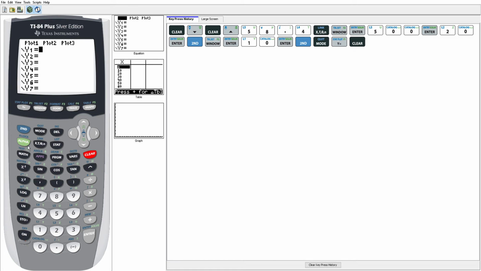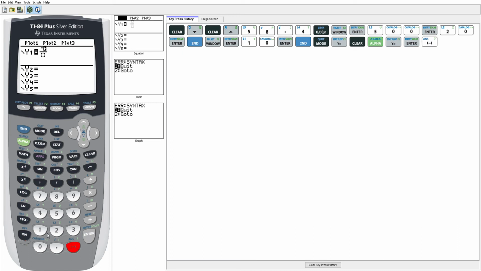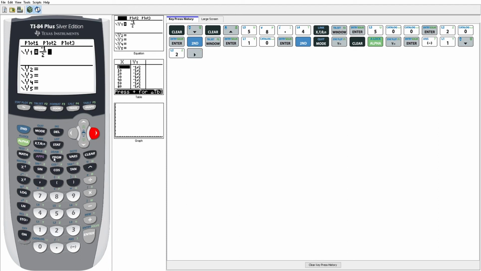Most of these calculators have a really neat built-in fraction function. It's under alpha y equals. That gives us my fraction menu bar. So now I can enter negative 1 over 2. If you don't have this built in, feel free to use the division key here. X plus 7. That's my first equation.